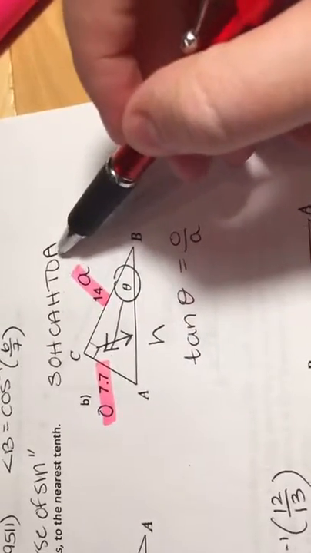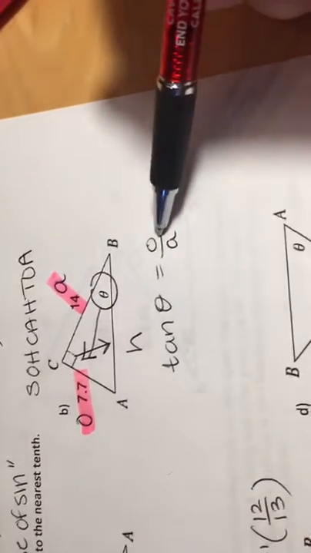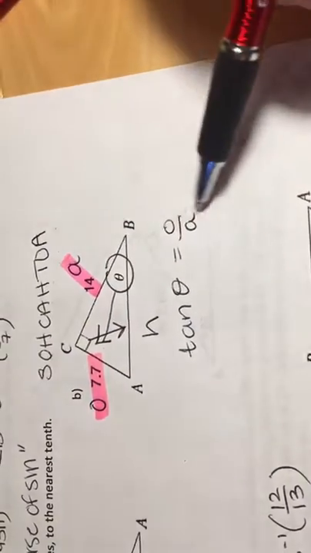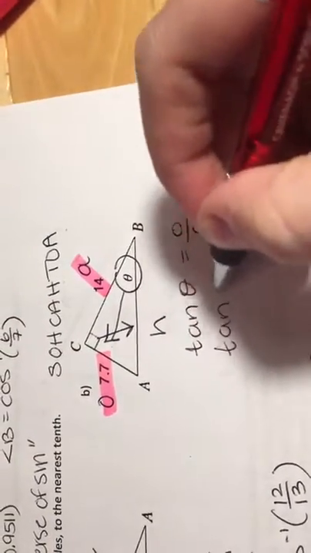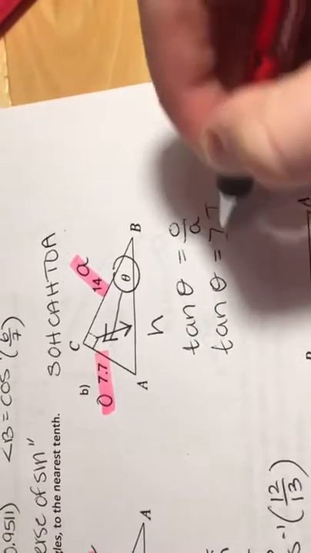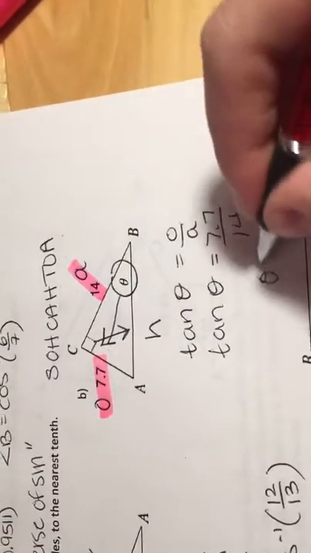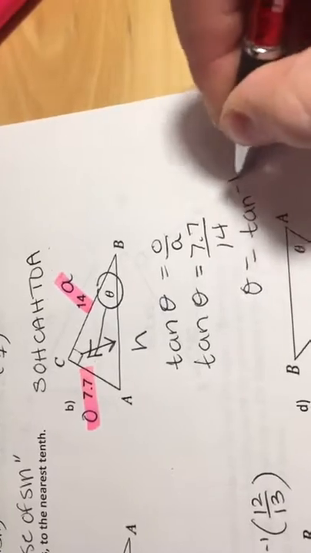Make sure you're following in the same order. The first letter that appears always goes on top. The second letter that appears always goes on the bottom. Okay, and then we bring tan over, it becomes the inverse.